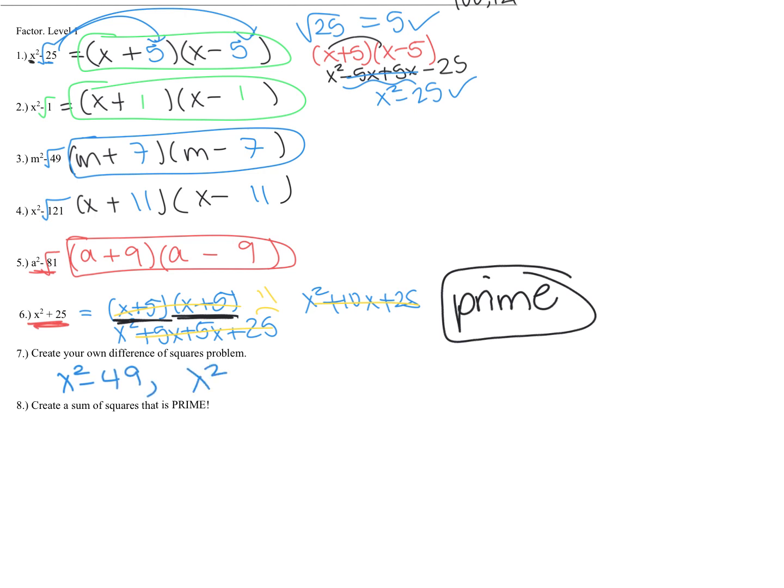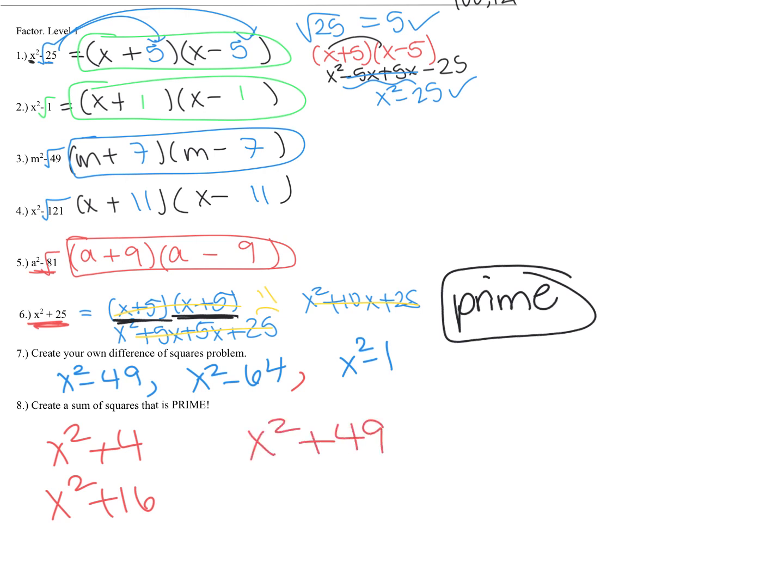or perhaps x squared minus 64, or even x squared minus 1. To create a sum of squares, maybe you came up with x squared plus 4, or x squared plus 16, or x squared plus 49. That would be an example of squares that would be prime.